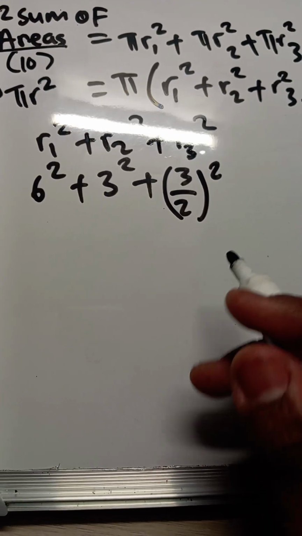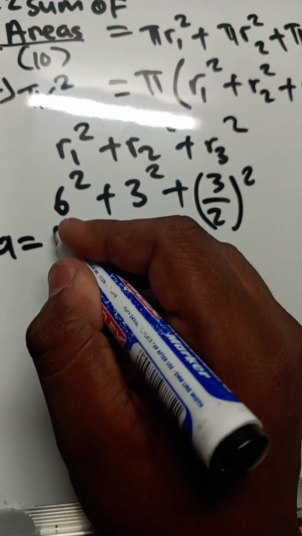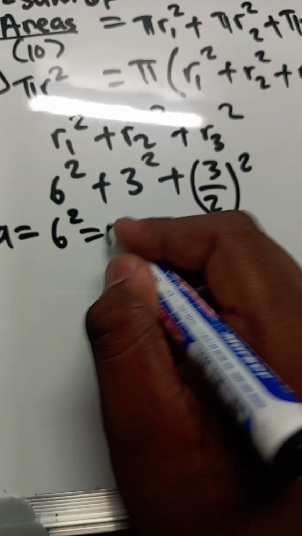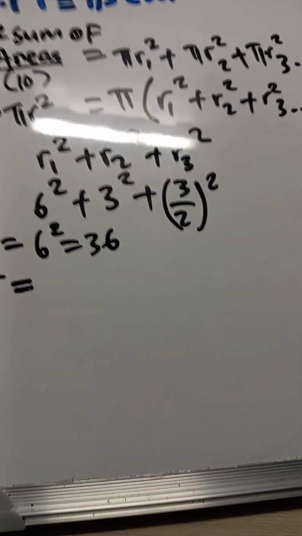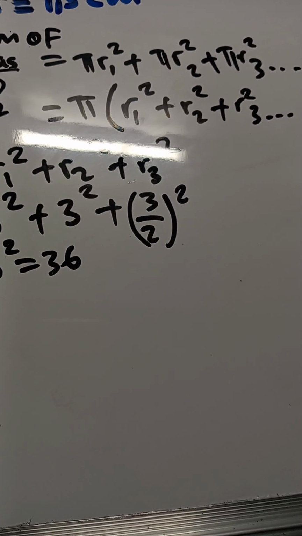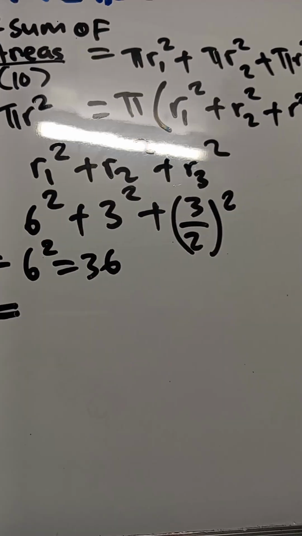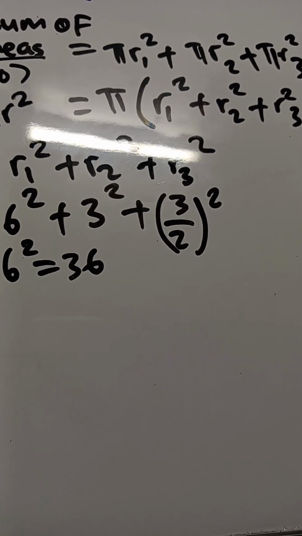Is it fine now? Since it's what I have, I know that the first term of my pattern is 6 squared, which is 36. Now, the value of R that I'm looking for. Check something: I'm just checking the ratio between these two numbers. The 6 is the radius that I'm using, okay?